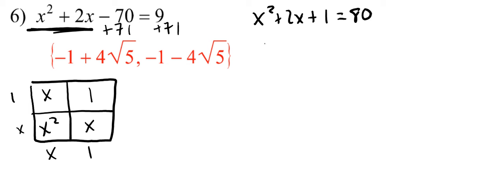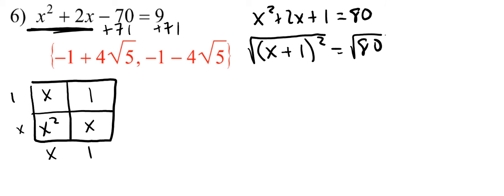And so the whole reason we did that is because it's going to make the factors perfect squares, so x plus 1 squared equals 80. Then I want to take the square root of both sides. So then I get the absolute value of x plus 1 equals the square root of 80. Now at this point, I like to simplify the square root of 80.